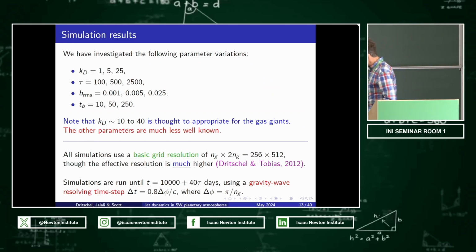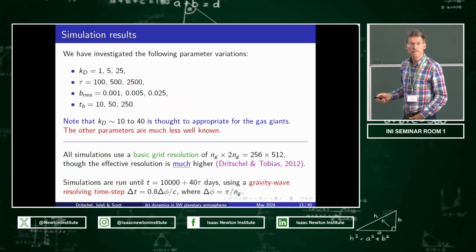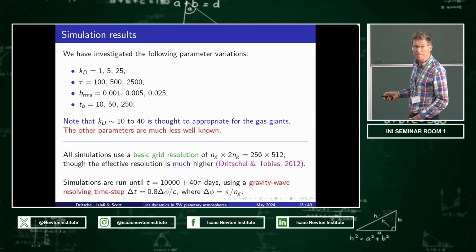Okay, so then I'm not going to show you all these parameters. I'll probably easily run out of time. In fact, I only have 7 minutes and 52 seconds left.